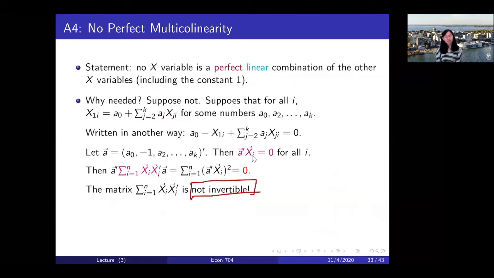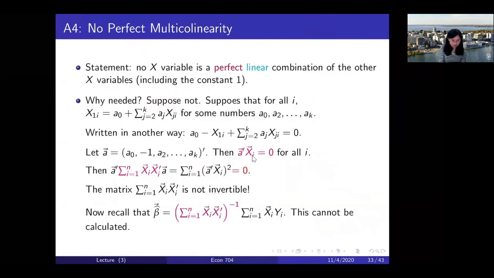But remember, what's the definition of the ordinary least square estimator? It is this. It involves the inverse of that pink matrix. If it is not invertible, then the inverse doesn't exist, then the ordinary least square estimator doesn't exist. It's not well defined. Okay, so that's the serious problem that we run into when we have perfect multicollinearity.